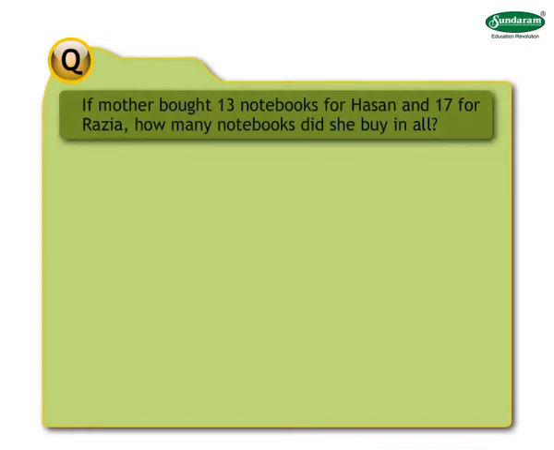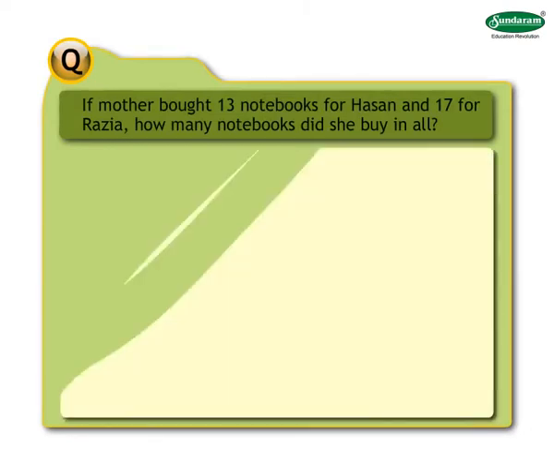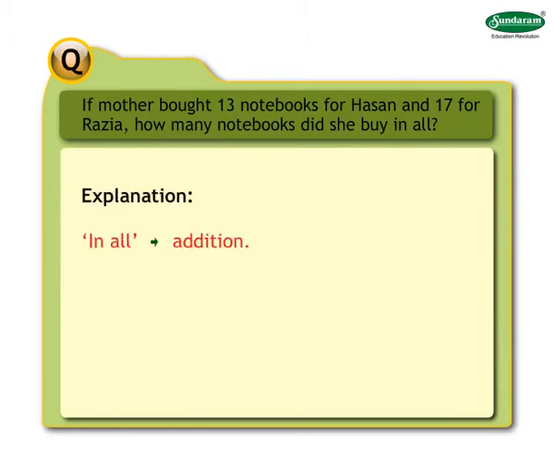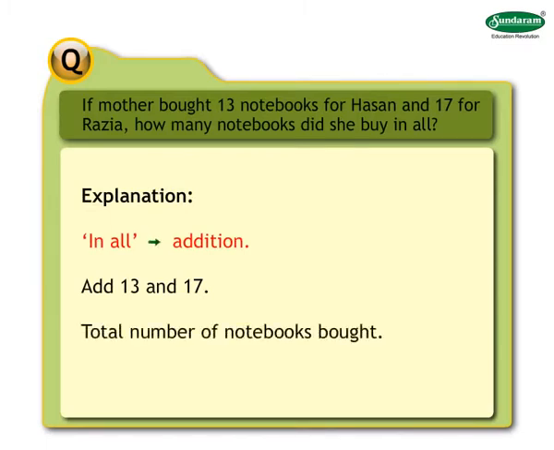Question. If mother bought 13 notebooks for Hassan and 17 for Razia, how many notebooks did she buy in all? Explanation. In all suggests addition. So we will have to add the numbers 13 and 17 to find the total number of notebooks bought.